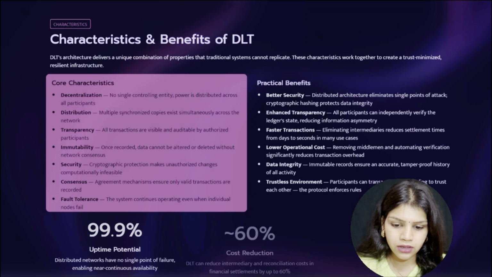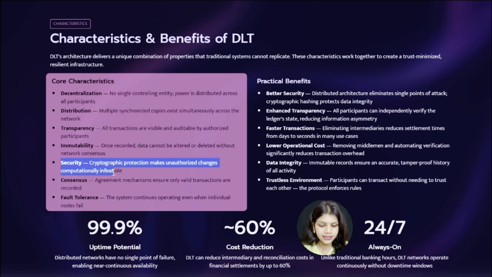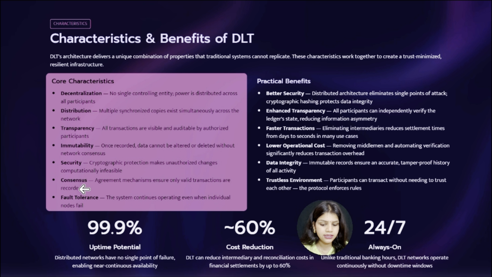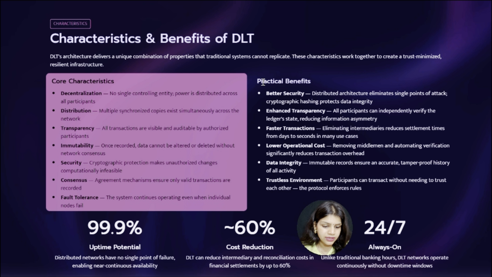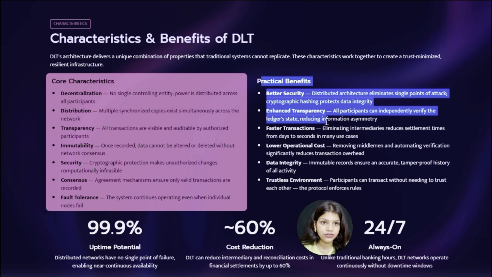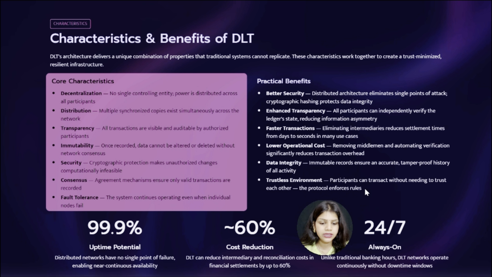Okay. So next is characteristics and benefits of DLT. Core characteristics are decentralization, distribution, transparency, immutability, and security. Consensus is an algorithm that validates the transactions, and fault tolerance means the system continues even when a single node fails. Okay. So practical benefits are better security, enhanced transparency, faster transactions, lower operational cost, data integrity, and a trustless environment. Okay. So these are the characteristics and benefits of DLT.